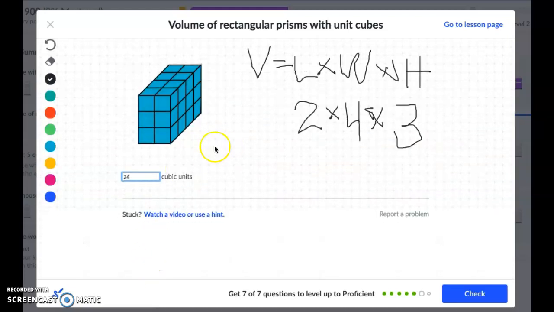Okay, and again, I just want to remind you, if you are somebody that sees this visually and you can count these cubes, go for it. That's totally fine. You got to do what works best for you.